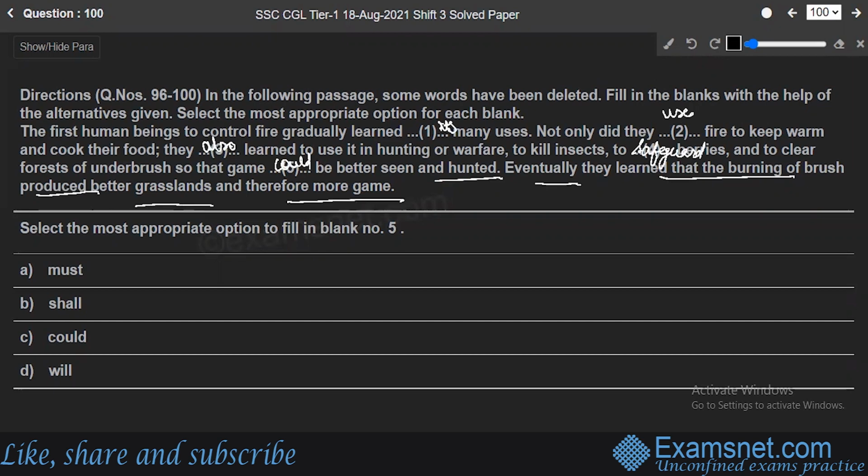So, this was all for your SSC CGL Tier 1. Okay, here is option C as your answer, first of all. So that's all for your SSC CGL Tier-1 18 August 2021 Shift 3 paper.